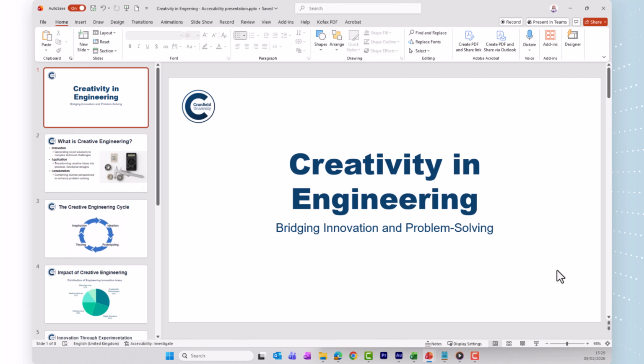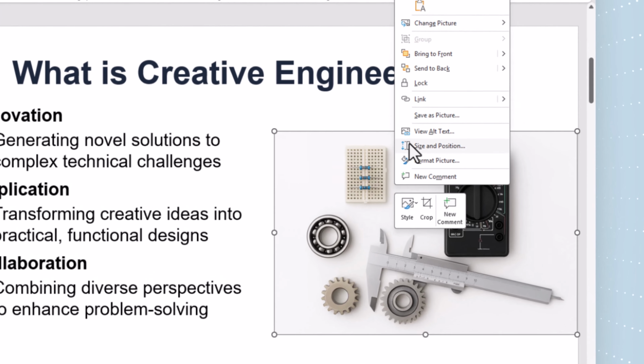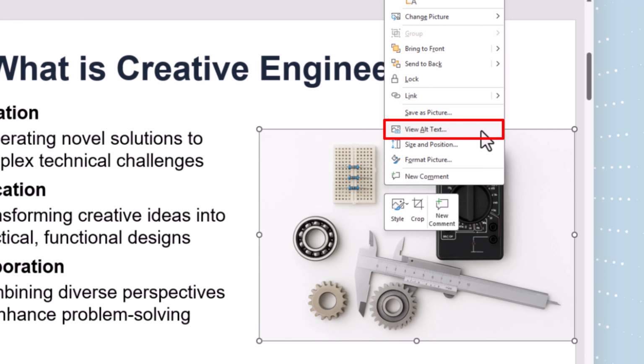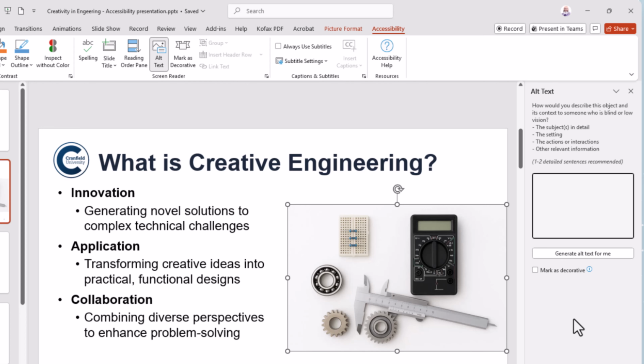Let's start with PowerPoint. To add or edit alt text, right-click on the image and you may see View Alt Text or Edit Alt Text. The alt text pane will open on the right side of the screen.